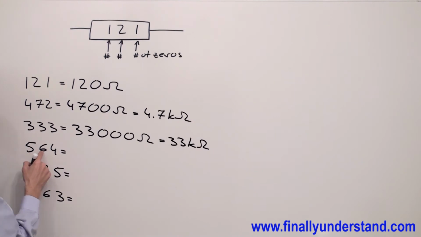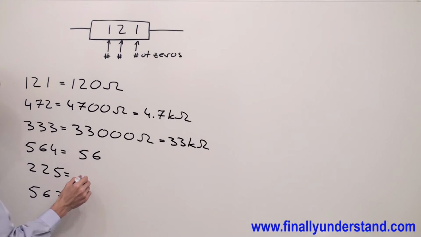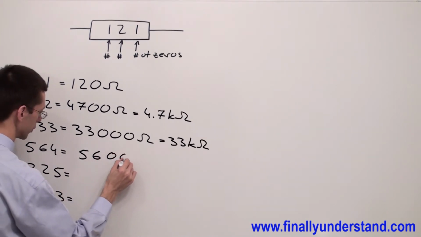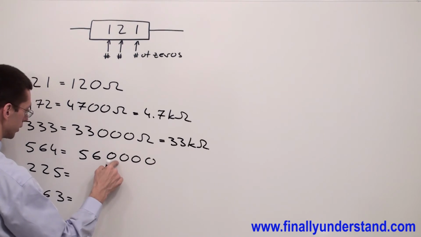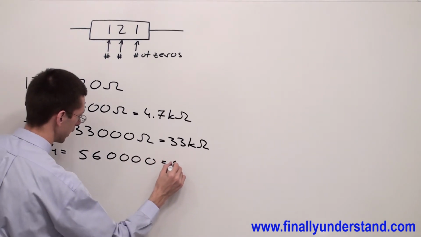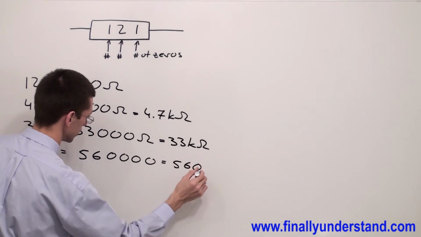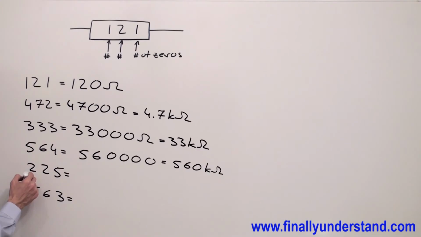Let's take a look at this one. I have digit, digit, number of zeros. 5, 6, and I have 4 zeros. 1, 2, 3, 4. Move the decimal point 1, 2, 3. Okay, I'm going to have 560 kiloohms.